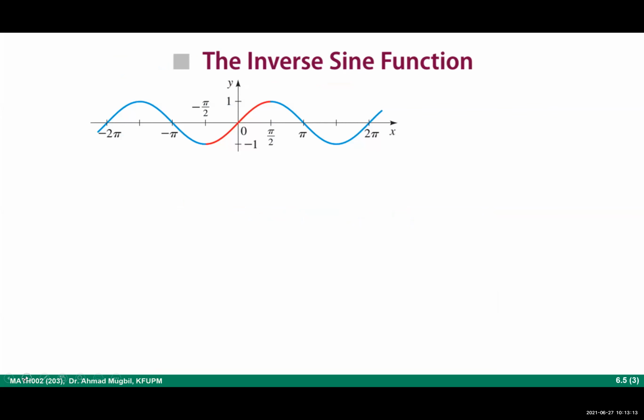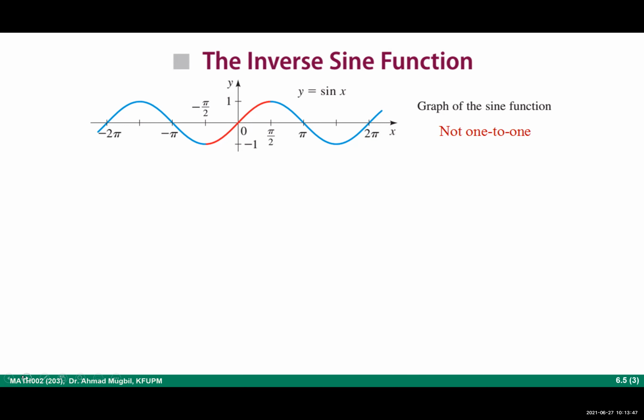What is this graph for? This is the graph of which function? What is this function, ya shabab? Sine. It is sine. Is it one-to-one? It is not one-to-one. If you draw any horizontal line, it will intersect it infinitely many times, not only once. So it is not one-to-one, so it has no inverse, right? For the inverse to be a function, it has to be one-to-one.